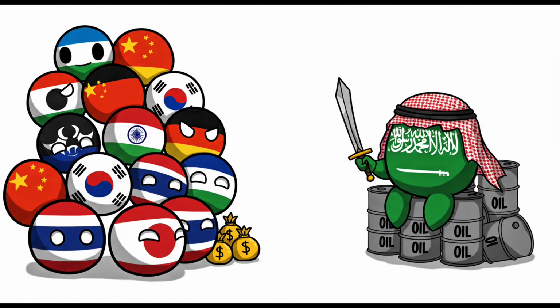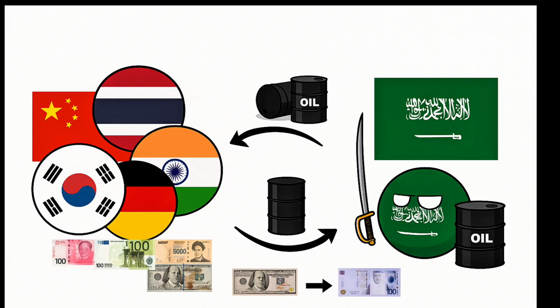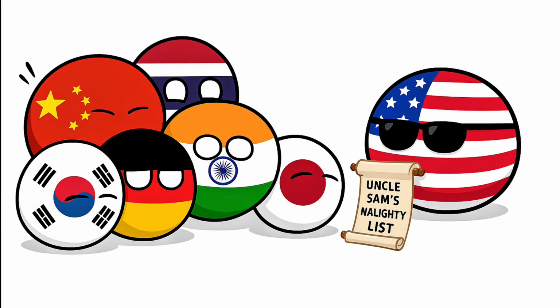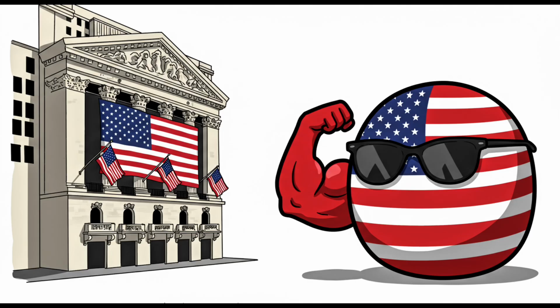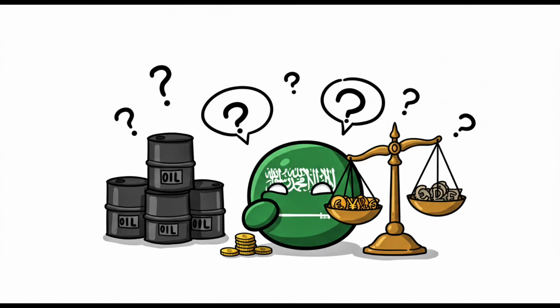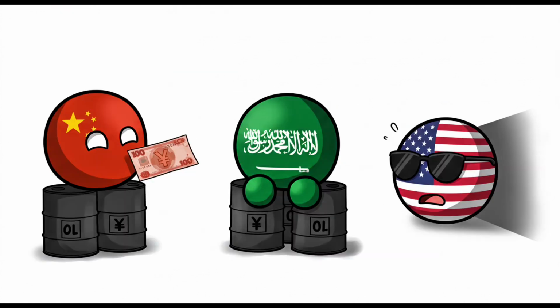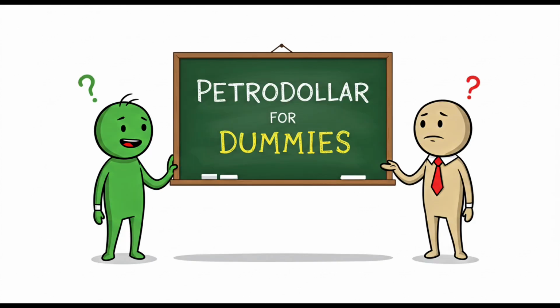As almost all countries need oil, they need to get US dollars to buy it. This made the US dollar a global currency. This mechanism strengthens the American economy and its global influence and became known as the petrodollar system. There are rumors that Saudi Arabia would be open to accepting other currencies in oil trade, but so far this has not materialized. If you want, I can even make another video about it.